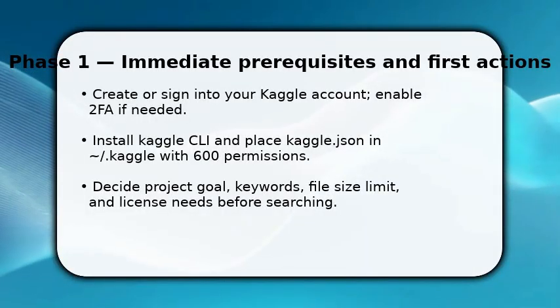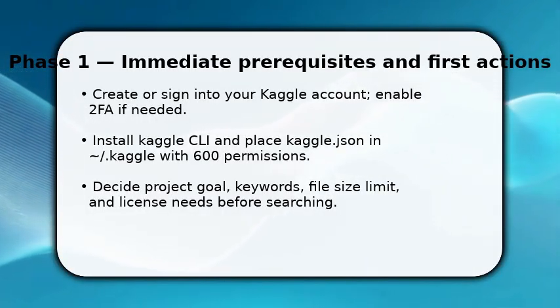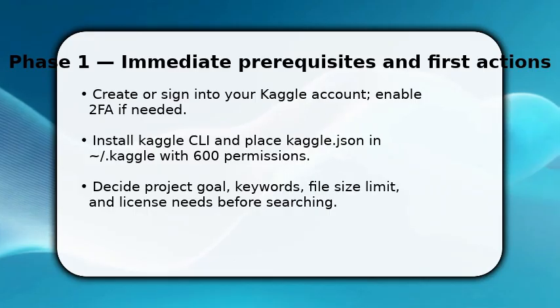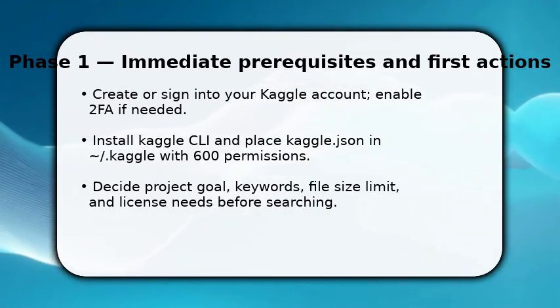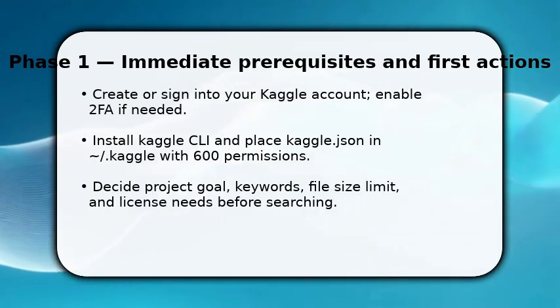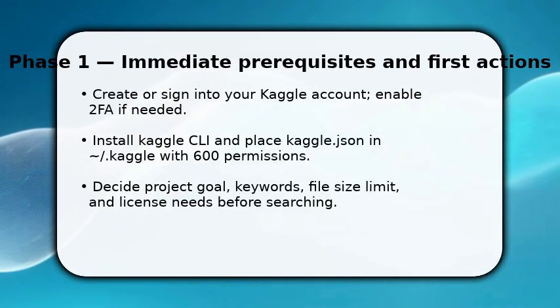You start by logging into Kaggle and confirming your account settings. This gives you access to kernels, datasets, and the API. Once done, install the Kaggle CLI and store your Kaggle JSON in the correct folder with strict permissions so automated downloads work. Next, be explicit about your project goal.